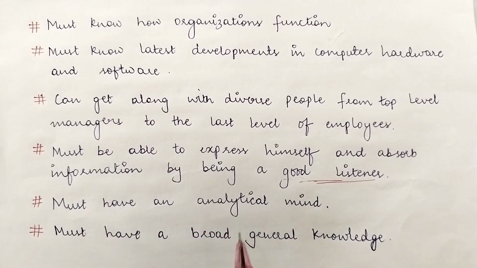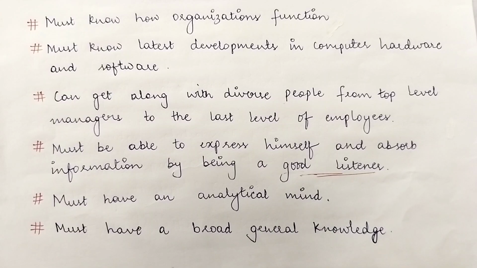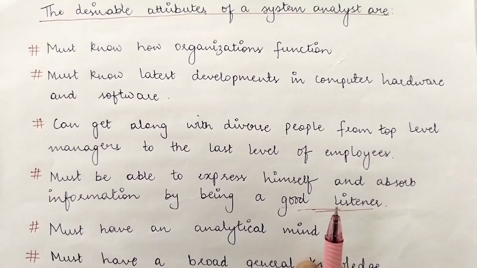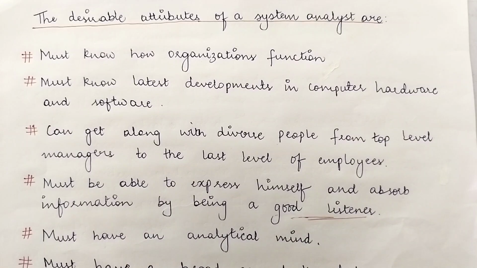A system analyst must have an analytical mind. Obviously, since he is doing analysis through the conversations held between different groups of people, he must have an analytical mind, or else he would not be able to analyze the things. And the last important attribute of a system analyst is that he must have a broad general knowledge. It is very important for him to have a broader general knowledge so that he can understand different kinds of people in different kinds of organizations and analyze them properly. So these are the desirable attributes of a system analyst. I hope you understood very well what a system analyst is and why business organizations need system analysts.